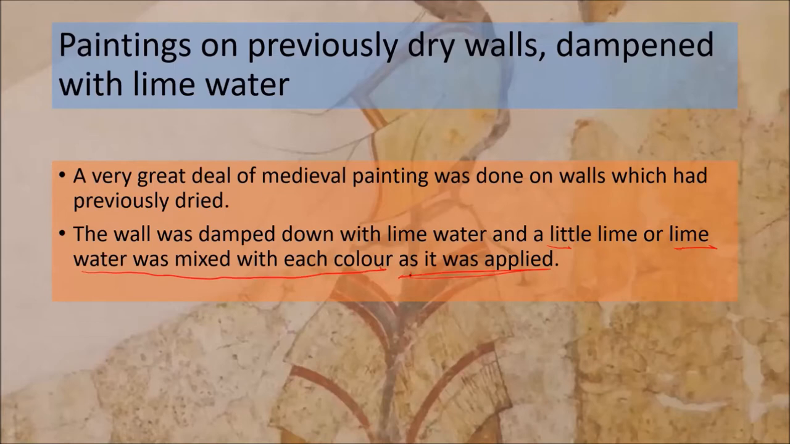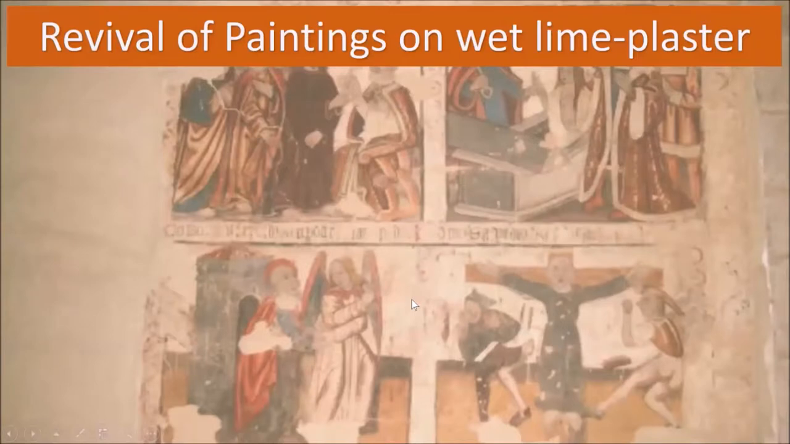So both these things were done. First, the dry wall was dampened with lime water, and a little lime or lime water was mixed with each color as it was applied, or maybe at times just one of these processes was done. So there are many paintings which are done on walls which had previously dried, but they were dampened with lime water, and some lime water was also mixed with the color as it was applied. So this is another kind of, you can say, fresco.